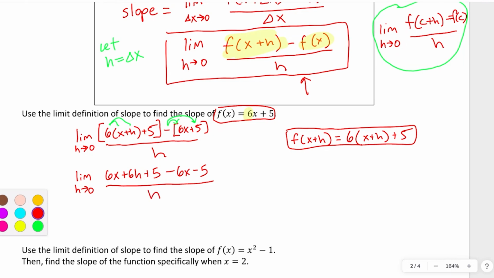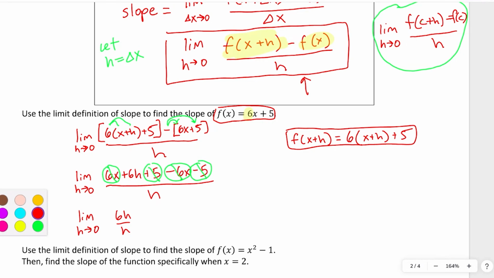And what you should be noticing at this point is that we have quite a few terms that are going to cancel out. Okay, we've got 6x minus 6x, that's going to be 0. So those are going to cancel each other out. And we also have 5 minus 5. And you understand that that equals 0 also. We then can see that all we have in this expression is 6h over h. Maybe it'd be worth rewriting this, so I'm not doing too much at once.